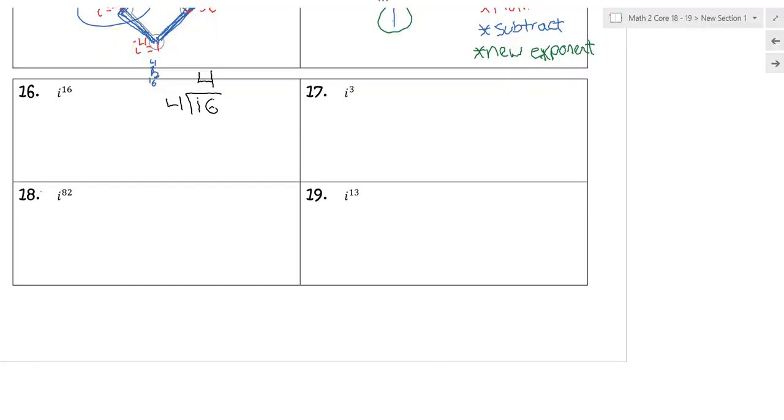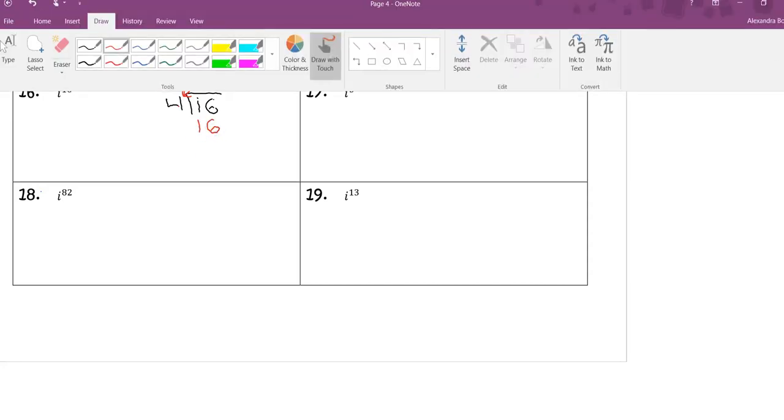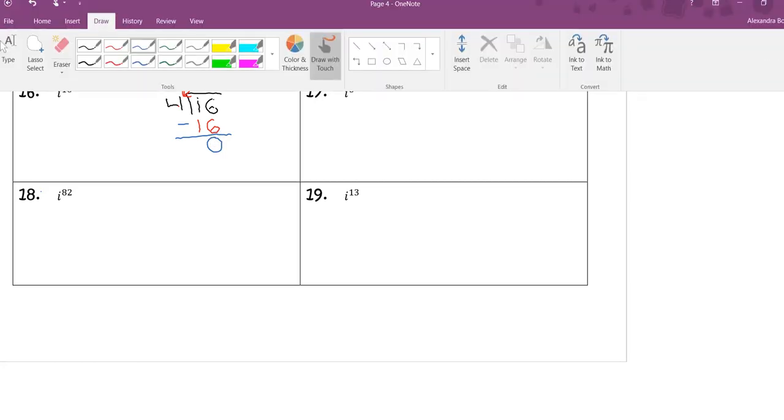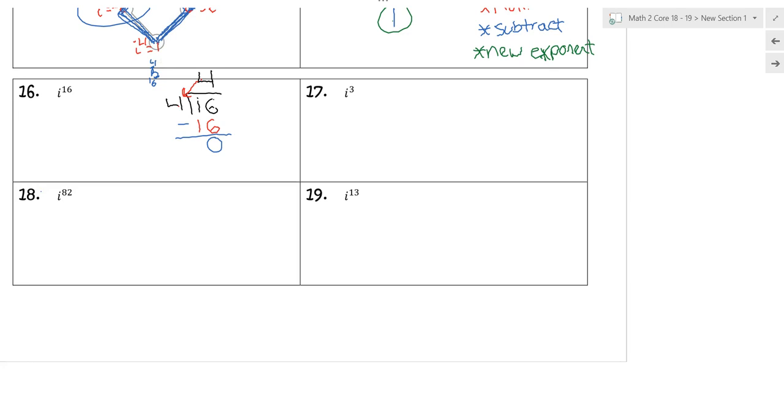4 times 4 is 16. The next thing we're going to do is subtract. 16 minus 16 is 0. And that 0 is my new exponent. That goes over here. So now I have i to the 0. And if you look back up at your chart, i to the 0 equals 1. Okay, and that's at the top of the page.